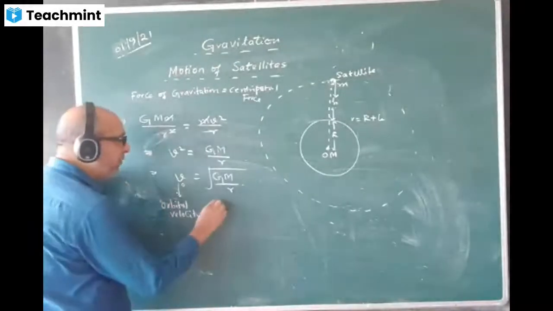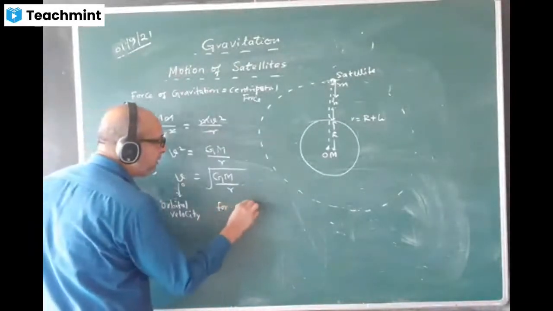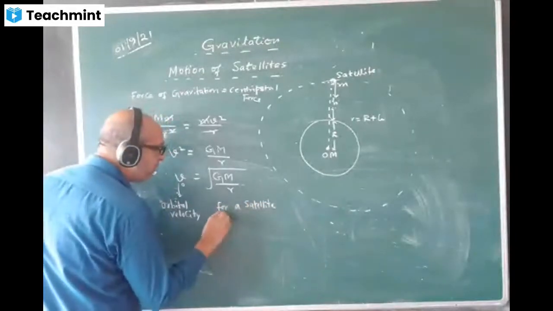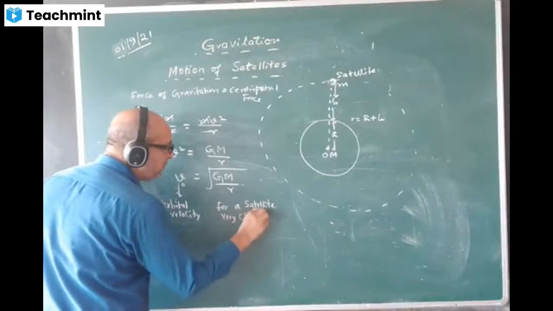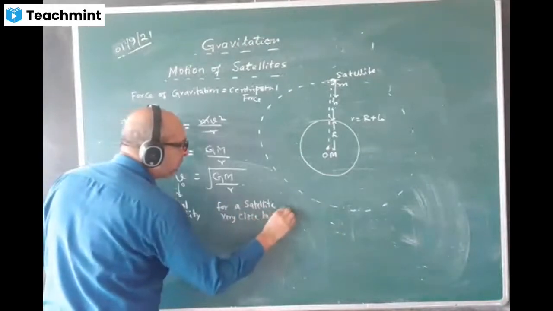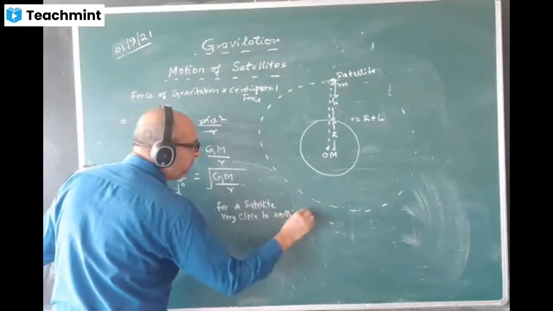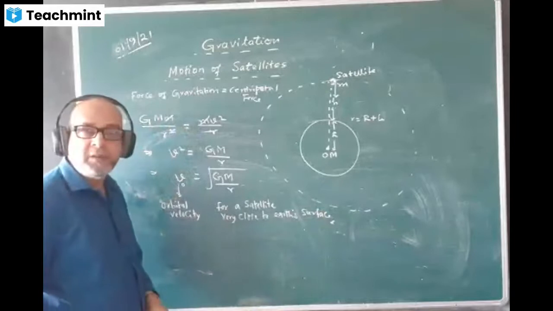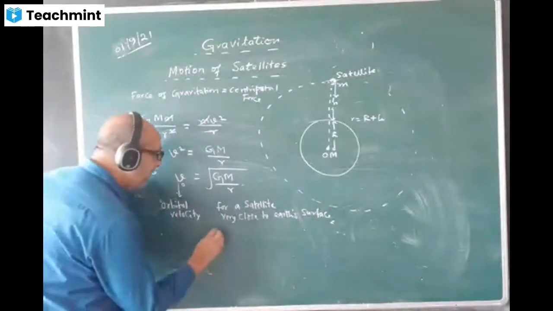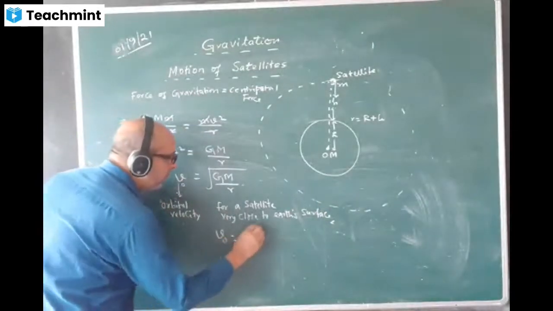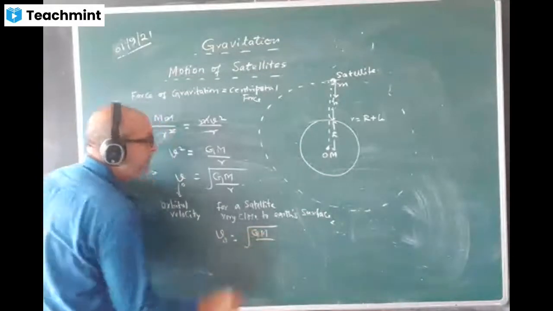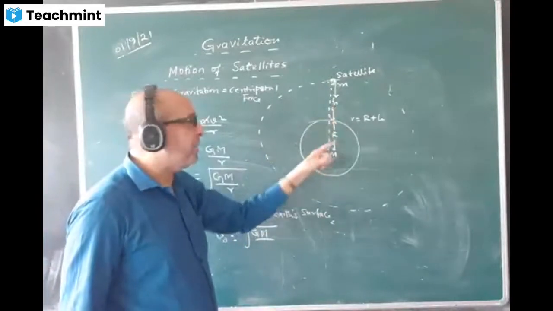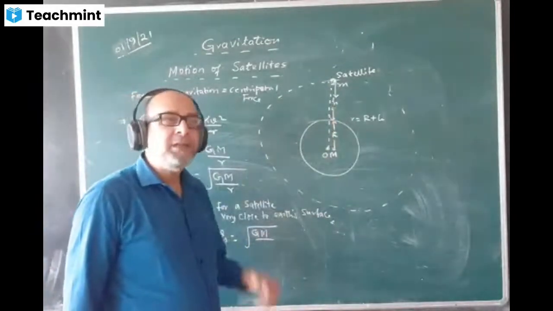Okay, now we just write here, for a satellite very close to Earth's surface, we write vo equal to root of GM by, if the satellite is very close, that means this h is negligible as compared to R, the radius of the Earth. I am just giving one example.